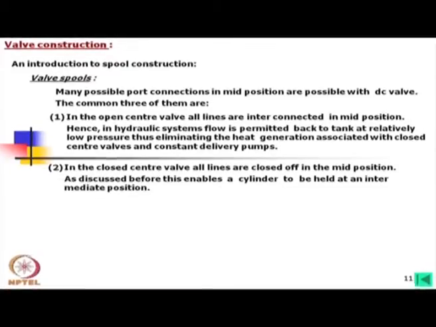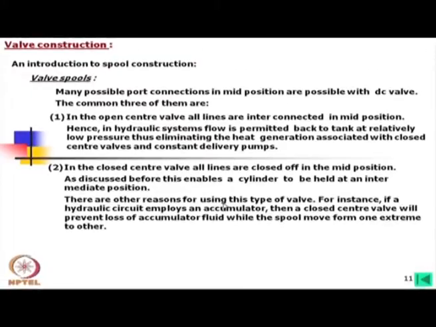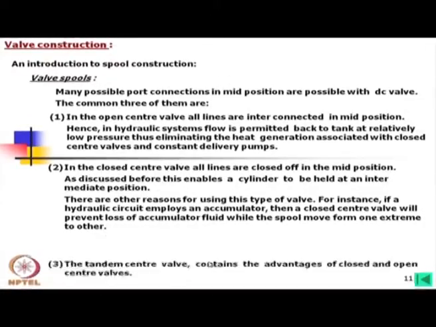As discussed before, this enables a cylinder to be held at an intermediate position. So, a benefit of being a closed center is that not only does the fluid become ready, but we can keep the actuator at the current position. There are other reasons for using this type of valve. For instance, if a hydraulic circuit employs an accumulator, then a closed center valve will prevent loss of accumulator fluid while the spool moves from one extreme to the other.